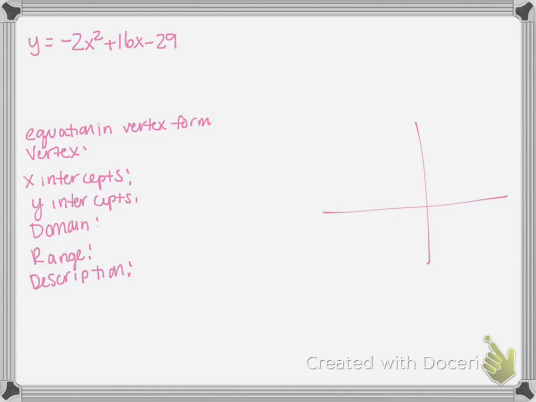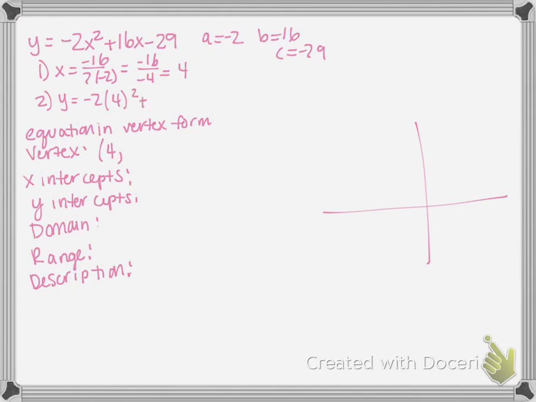Okay, so y equals negative 2x squared plus 16x minus 29. First we need our vertex and our vertex form here. So I'm going to do my first method because it's easier. My a is negative 2, my b is 16, and my c is negative 29. So x equals negative 16 over 2 times a, negative 16 over negative 4. Okay, so there's the x value of my vertex. Now to find the y value, we plug it in. So negative 2 times 4 squared plus 16 times 4 minus 29. Okay, we're going to get 3. So there's the 3 for my vertex.